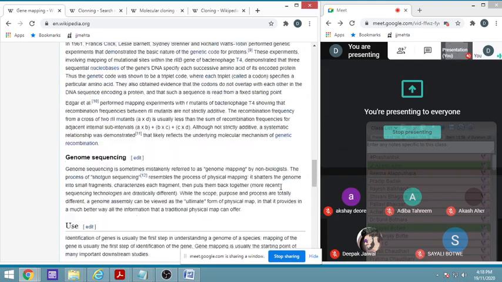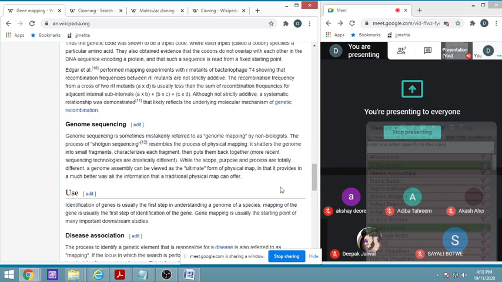Now we shall see the impact or its difference with genome sequencing. Genome sequencing we have seen earlier. It is mistakenly referred to as genome mapping, but that is not actually the case. The process of shotgun sequencing was done, meaning the breaking was there and sequences were studied. Shotgun was a technology, the first technology.